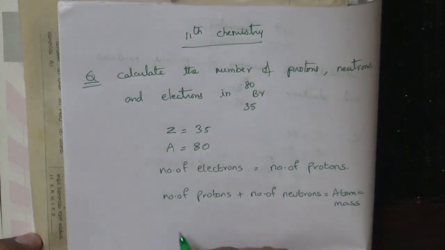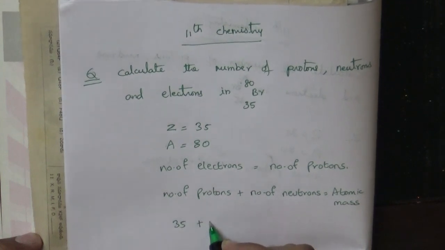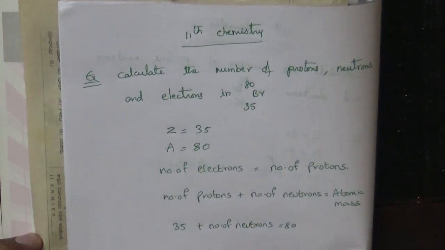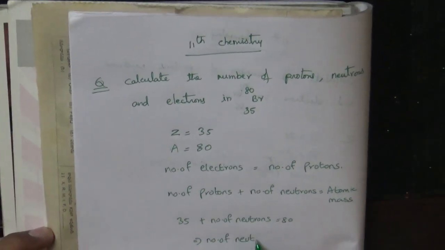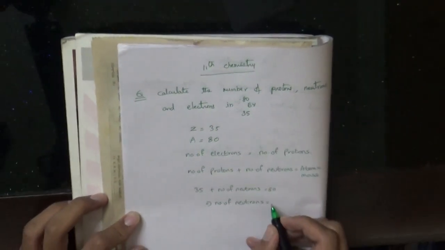Substituting the values, we can say that 35 plus number of neutrons is equal to 80, which implies number of neutrons is equal to 45.